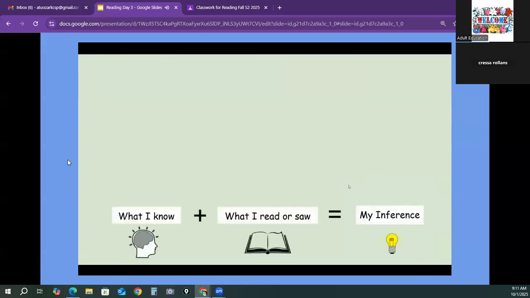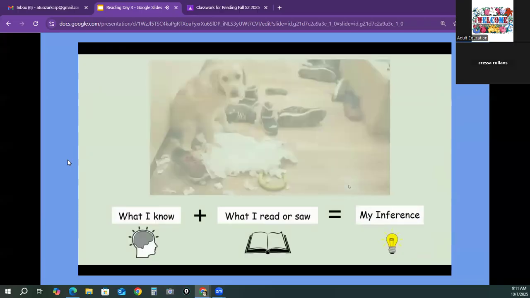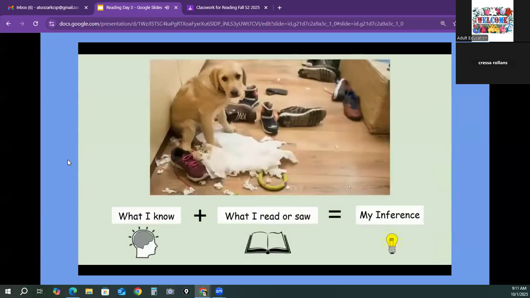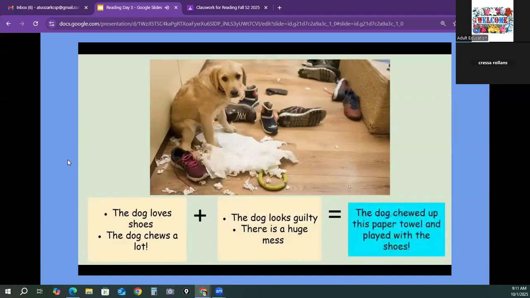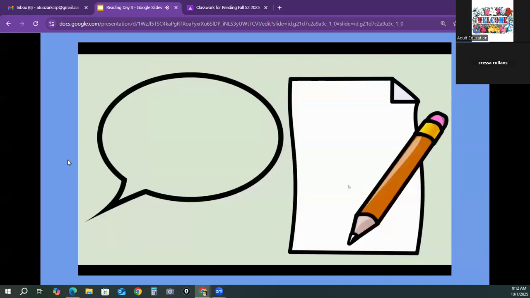So let's practice. Here is our first scenario. Let's start with what I know. What I know is that the dog loves shoes and the dog chews a lot. This is my background knowledge that I already know. And what I see in the picture is that the dog looks guilty and there's a huge mess. So my inference is that the dog chewed up this paper towel and played with the shoes.